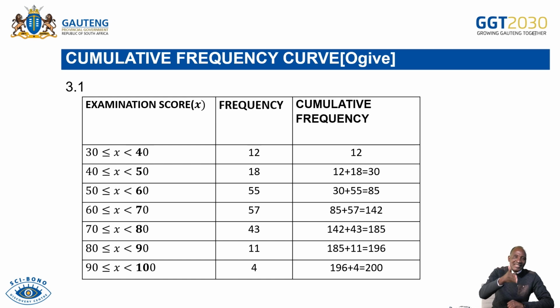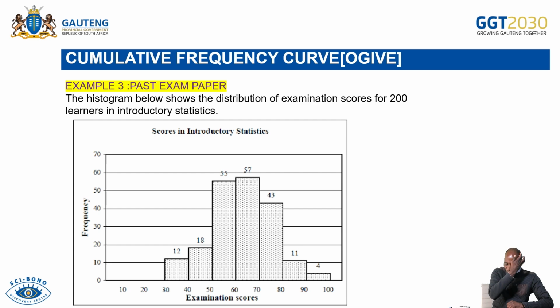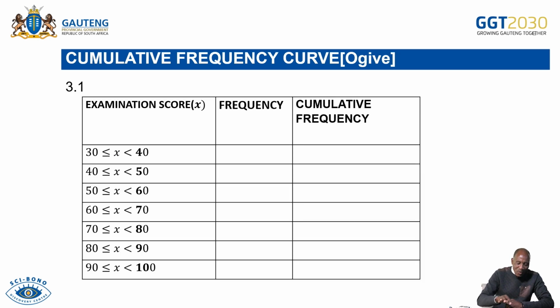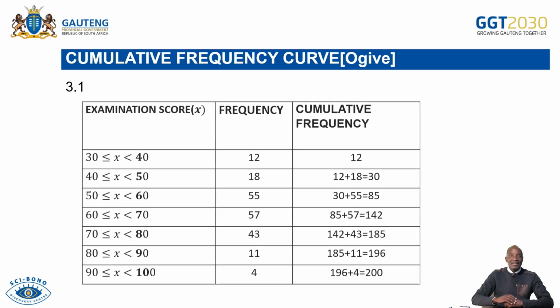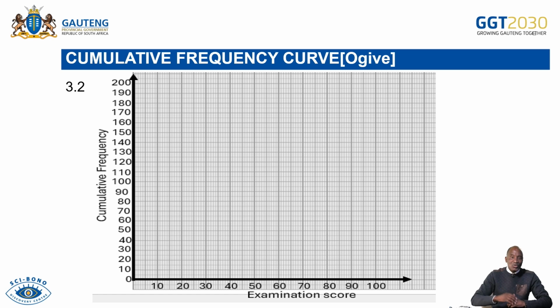We have our frequencies that we got from our histogram. It has all the information that we need there. We transfer this to our frequency table. We fill the frequencies. We determine the corresponding cumulative frequencies. From there, we are going to use our graph paper.